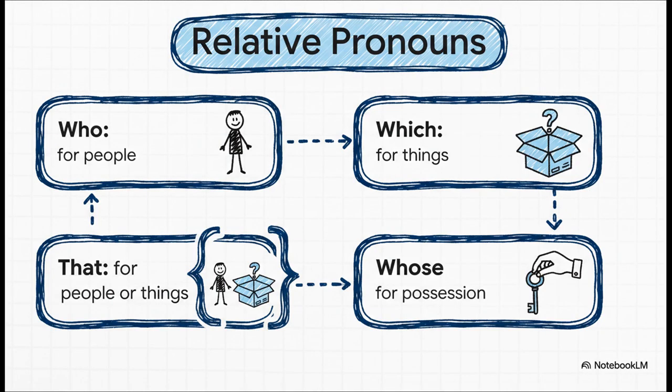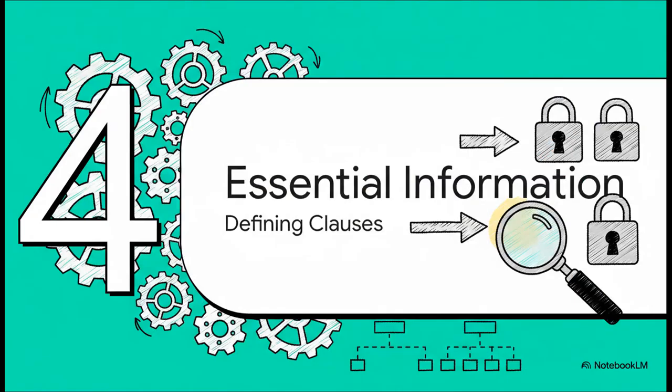And luckily, the rules are really straightforward. You just use who when you're talking about people, use which for things. That is kind of the flexible one. It can work for both people or things. And then whose is all about possession, showing something belongs to someone. Super simple, right?